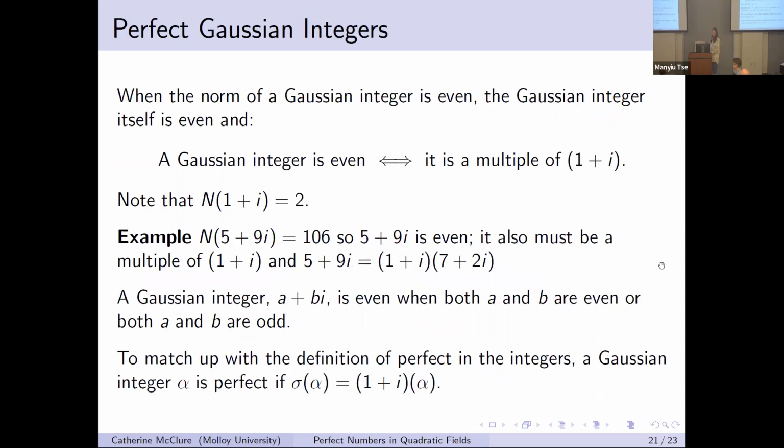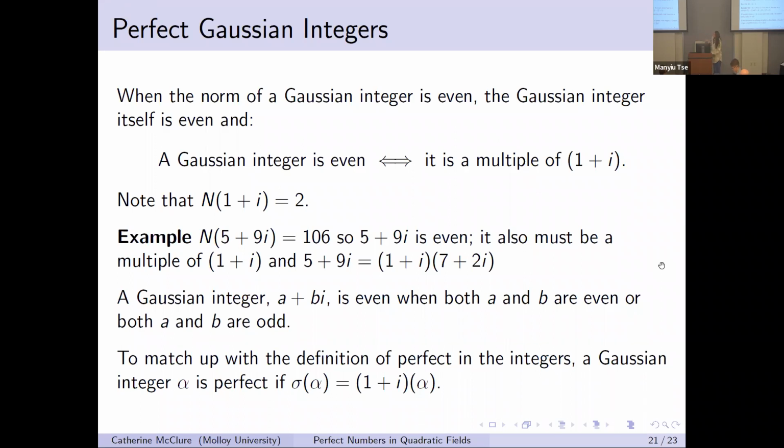So now we can define what a perfect Gaussian integer is. When the norm of a Gaussian integer is even, then the Gaussian integer itself is even. But also we have this nice statement where a Gaussian integer is even if and only if it's a multiple of 1 plus i. And clearly you can see that the norm of 1 plus i is 2. So it kind of matches up to our regular integers. We have that sense of even.